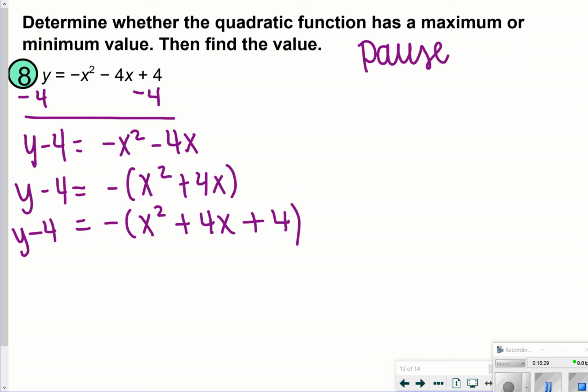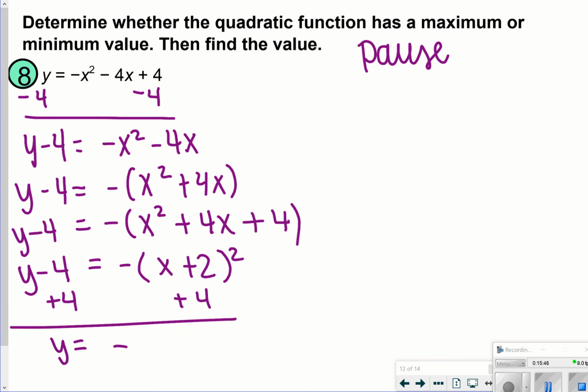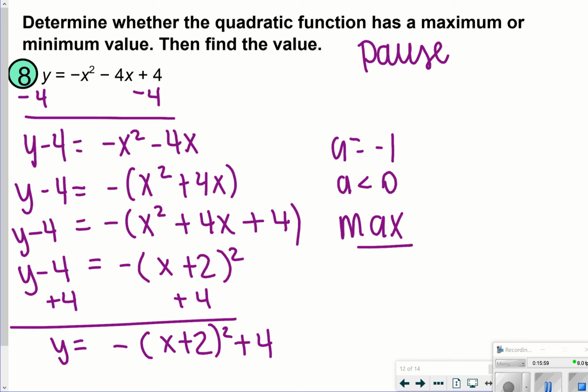And then we're going to go and factor. So this would be x plus 2 squared. Still have that negative in front. That's going to represent our a. So then I have to get my y by itself, so I'm going to add 4 to both sides. So I get y is equal to negative parentheses x plus 2 squared plus 4. a is equal to negative 1, so that means a is less than 0, which means we have a maximum.